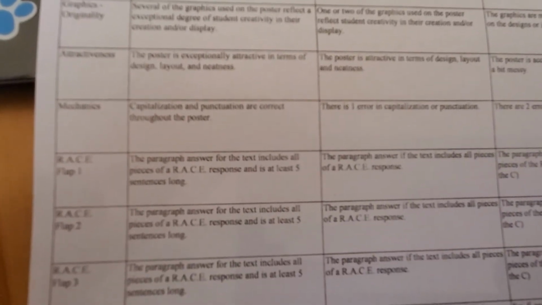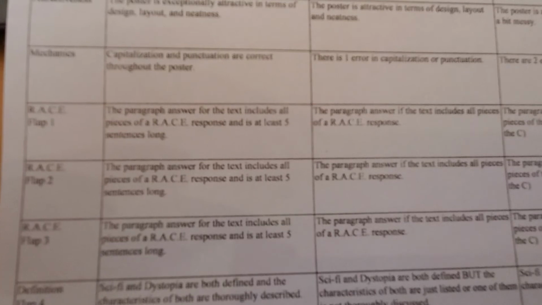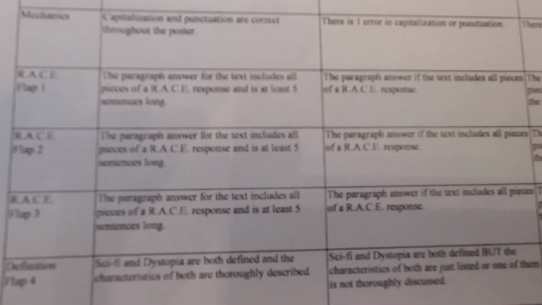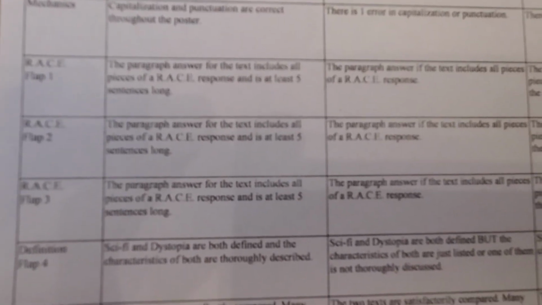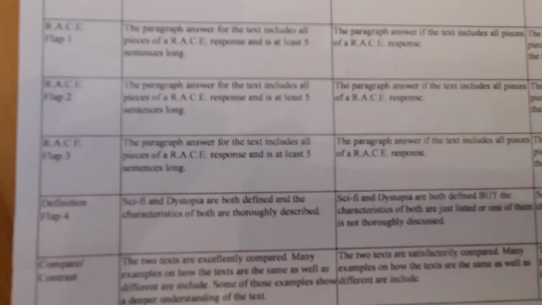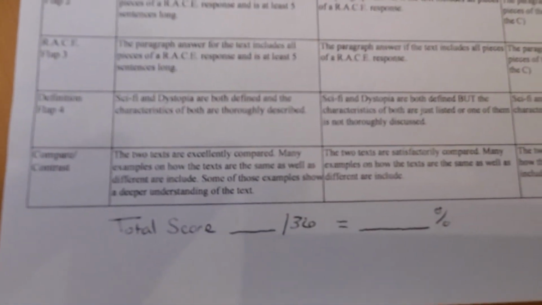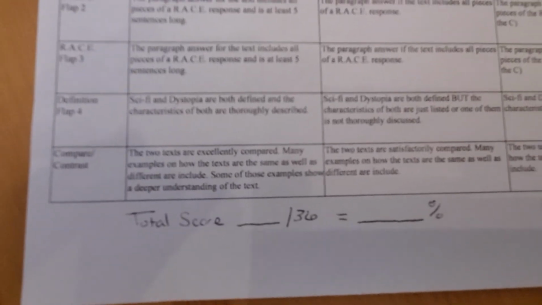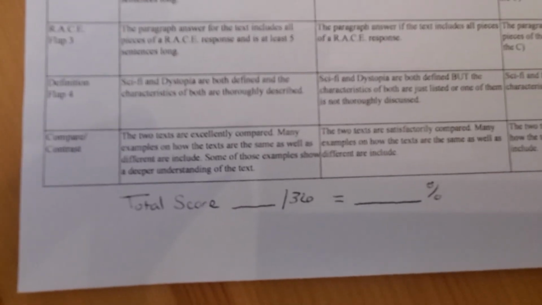Okay. You want capitalization and punctuation correct throughout your poster. That's a big one. And then your 3 flaps with the stories, you want to make sure that they are a complete RACE response. And if you want that full 4, you want them to be at least 5 sentences long. Okay, RACE includes a citation, don't forget. And then that 4th flap, you want to make sure that sci-fi and dystopia are both defined and the characteristics are both thoroughly described. They would be defined on the outside and then the description on the inside, right?